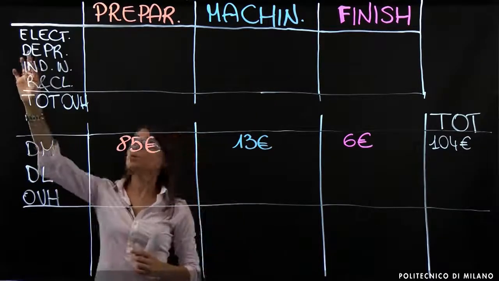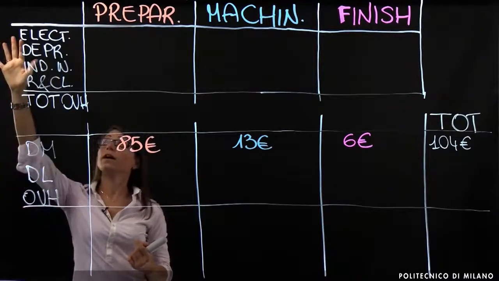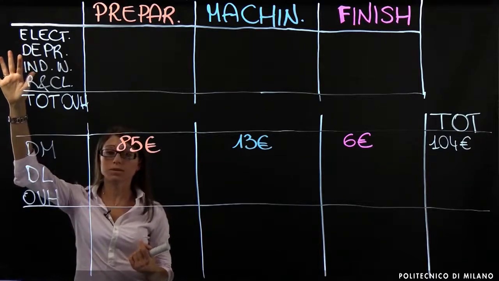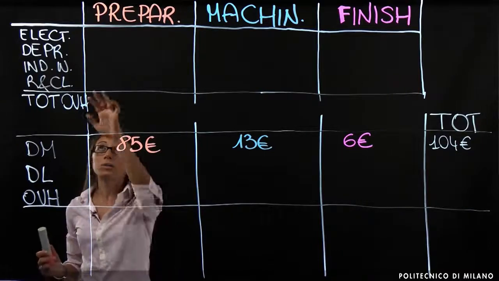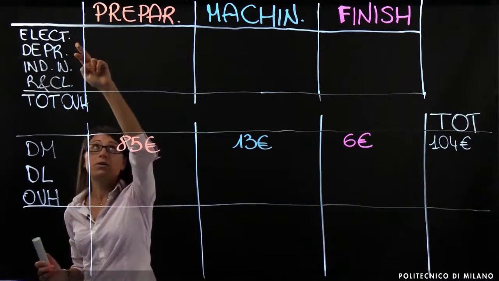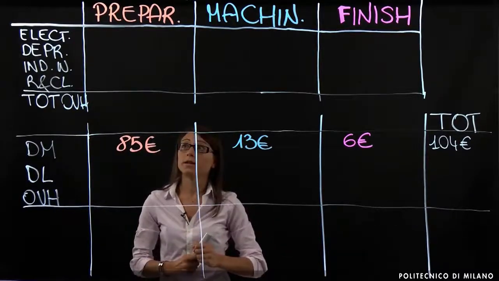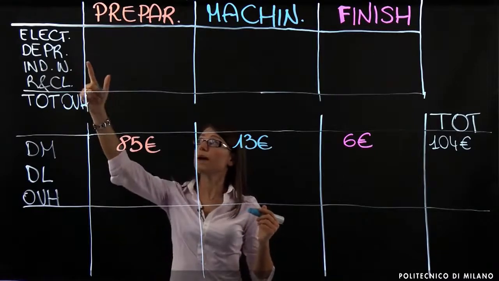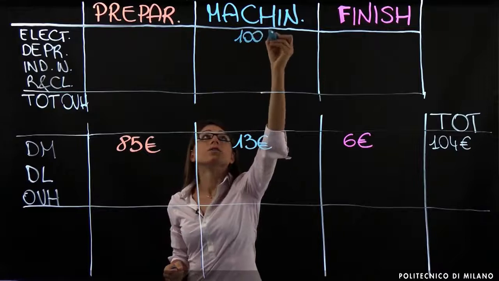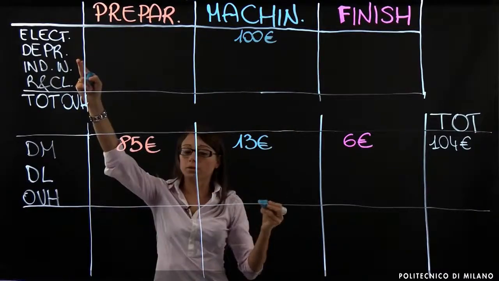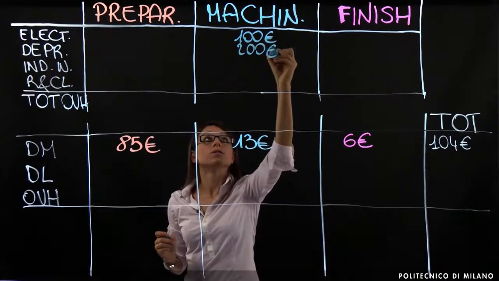So we have basically 2 different pieces of information, which are the electricity to power machine and the depreciation of the machine, that of course are related to the machines, which means that we can directly trace these 2 overheads to the machining department. And these values, as provided in the first table of the text, are the following. We have the electricity to power machine, whose value is 100 euros. Then we have the second data about the depreciation, again provided by the text, which is 200 euros.